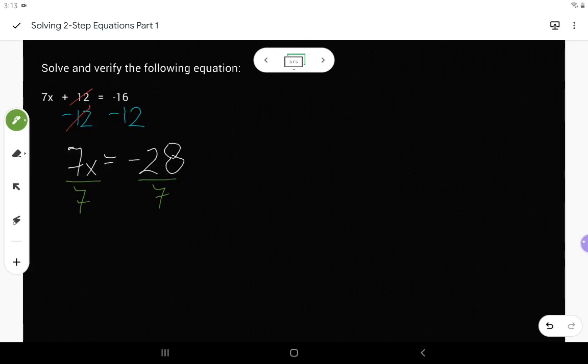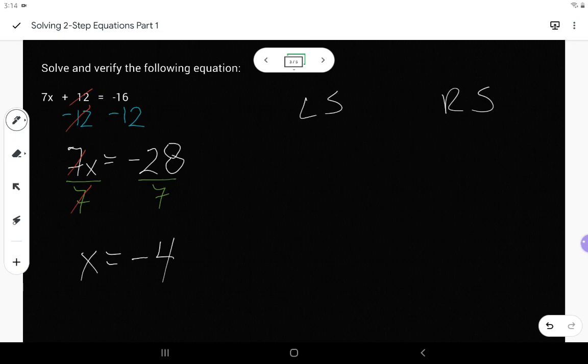So that's what I'm going to do on both sides. My 7s on the left are going to cancel, and the only thing I have left now on the left-hand side is x, which is good. I wanted x all by itself. On the other side, negative divided by positive, because there's no sign written there, so it is positive. Negative divided by positive is negative, and 28 divided by 7 is 4.